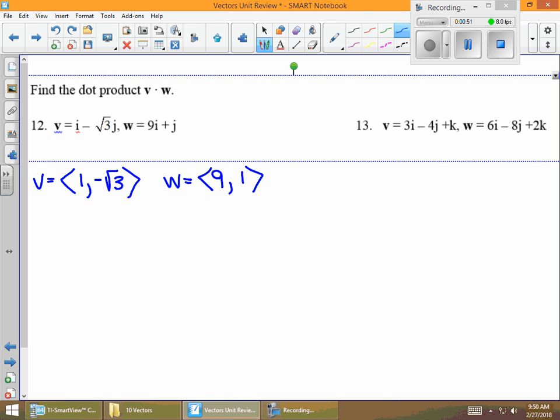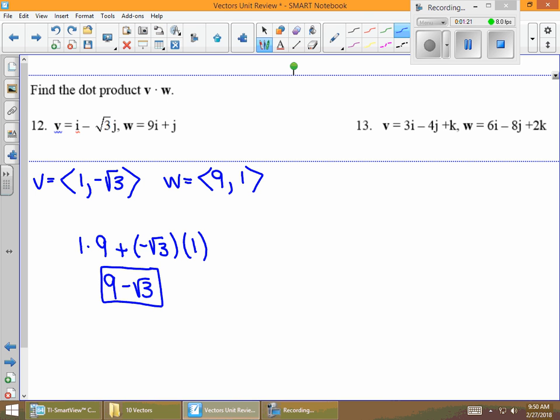So the dot product of V and W is going to be 1 times 9 plus negative radical 3 times 1. And that ends up with 1 times 9 is 9. Negative radical 3 times 1 is negative radical 3. And there's your exact answer. You're welcome to also put that into your calculator and get an approximate answer if you would like, but that's the answer I'm looking for.